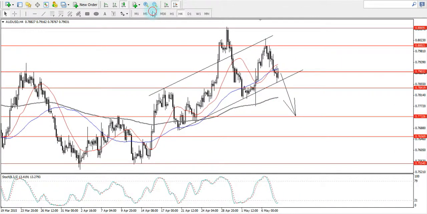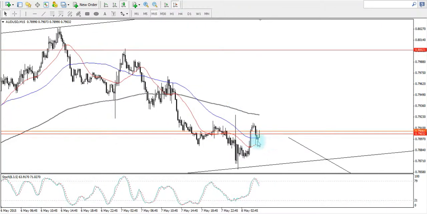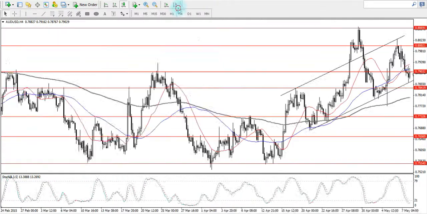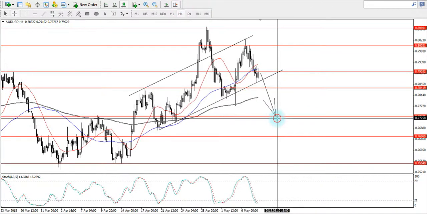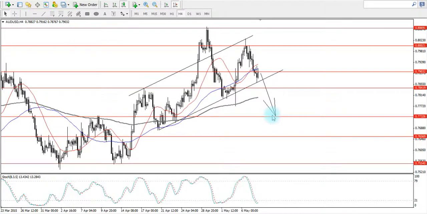But yes, so zooming into the smaller time frame, just waiting for a further quick retracement, and then we shall look for shorts, expecting price to break lower all the way to at least the support level at 0.7732.